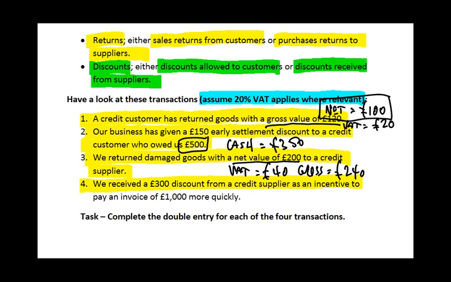And then the final double entry, we received a £300 discount from a credit supplier as an incentive to pay an invoice of £1,000 more quickly. So I owed them the full £1,000, but I will only have paid them cash of that £700. You can imagine I would have had an outstanding liability of £1,000 on my purchase ledger control account. I got a discount of £300, so I only actually had to pay them £700.